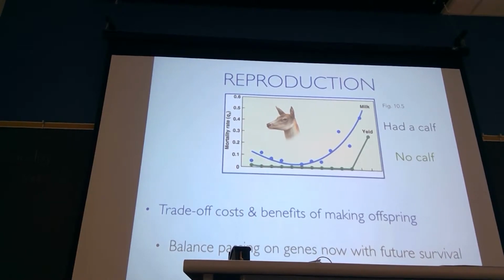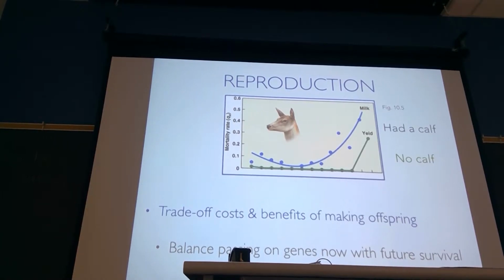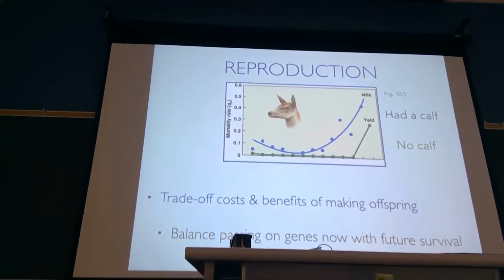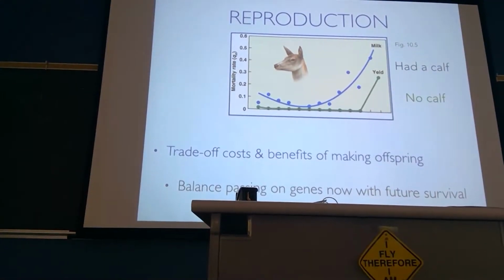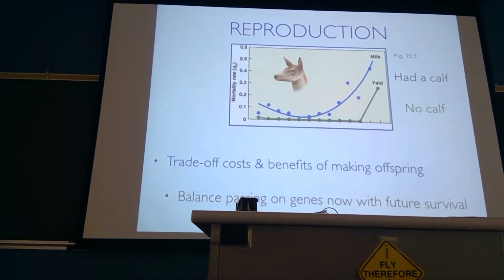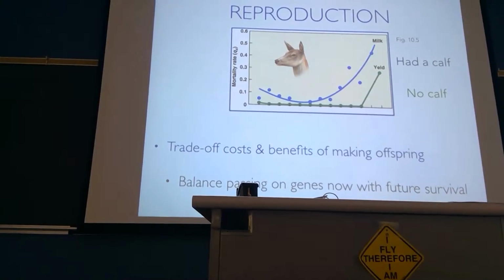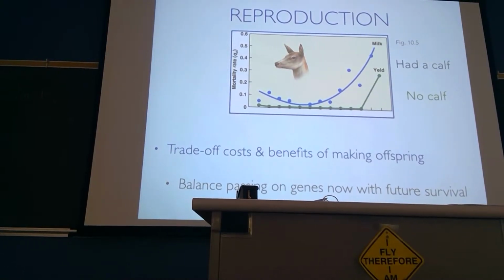And so you have to balance, am I going to reproduce now and put myself at a greater risk of death, which means that I won't be reproducing at all in the future if I die, versus the benefits of reproducing. Okay. And again, if you don't reproduce at all, you're not passing on your genes, but you maintain the chance that you can reproduce in the future. So there has to be a balance between that.